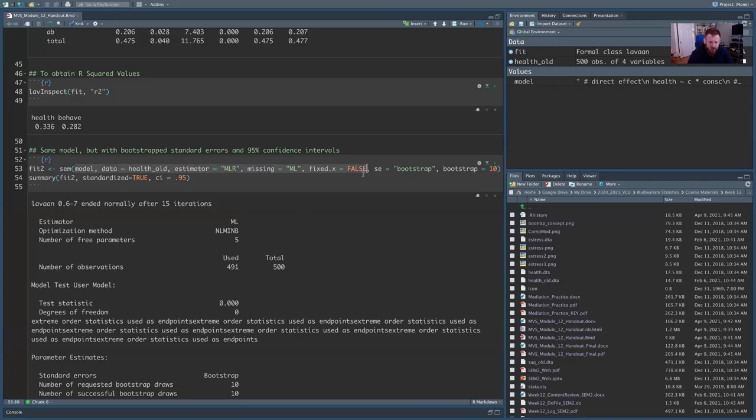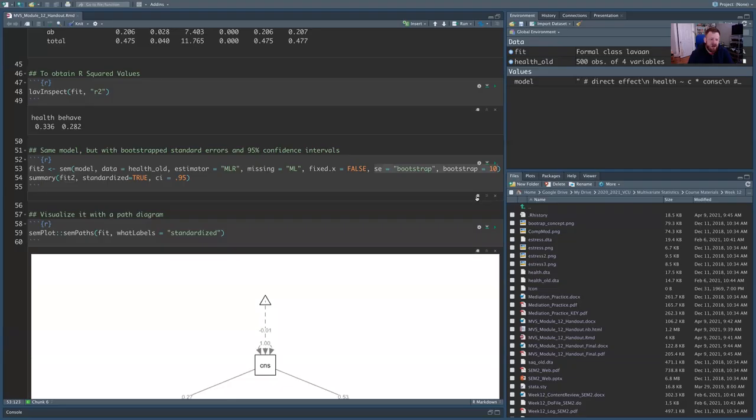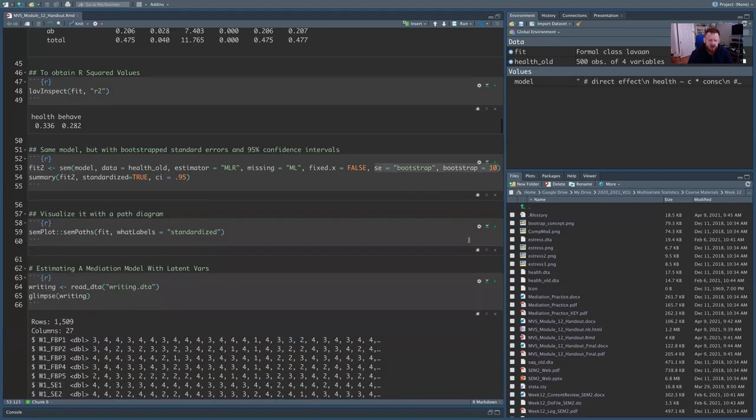Fixed x equals false, missing equals ML. But to get bootstrapping, you put these two options on the end: SE equals bootstrap and bootstrap equals 10. Now, keep in mind, I have only included 10 draws because this can take a long time. Remember, it's basically replicating your entire model that number of times and averaging the results. So if you're going to publish a paper, you should probably bump that up to more like 100. This number is the number of draws, the number of times that the procedure is replicated. For now, we're just going to do 10.